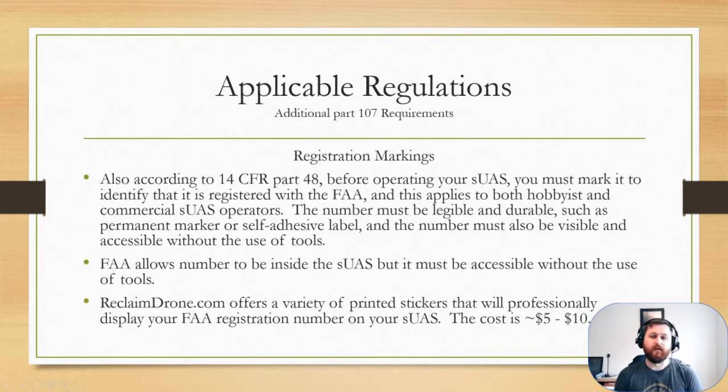The number must also be legible and durable, such as permanent marker or self-adhesive label, and the number must also be visible and accessible without the use of any tools, like I just said. So other things to note, the FAA allows numbers to be inside of the sUAS, but again, if it needs to be inspected at any point in time, you can't go through and pry it open. It needs to be easily accessible.